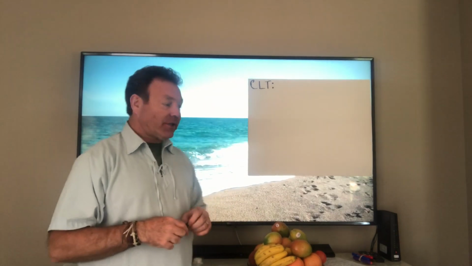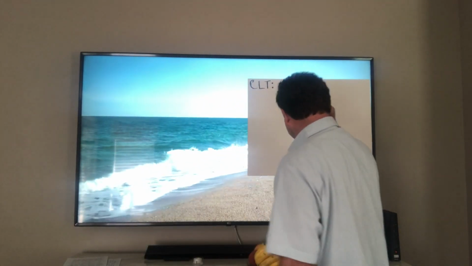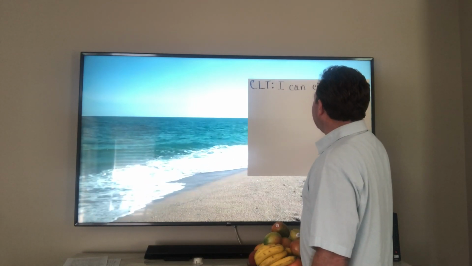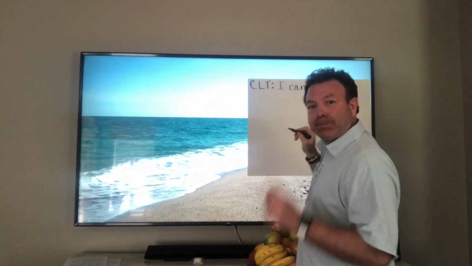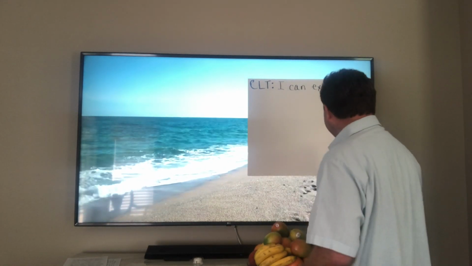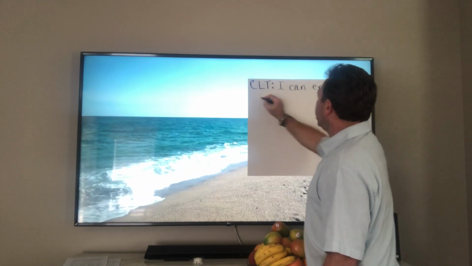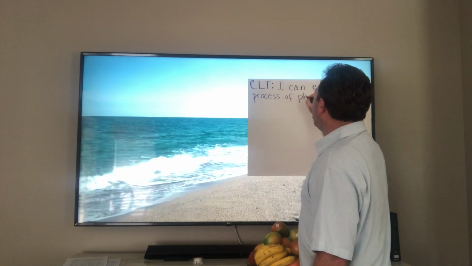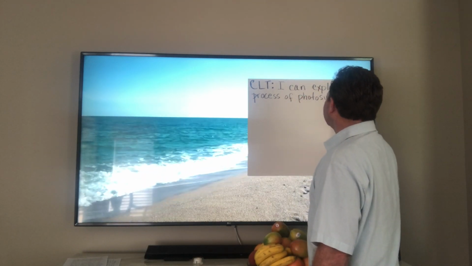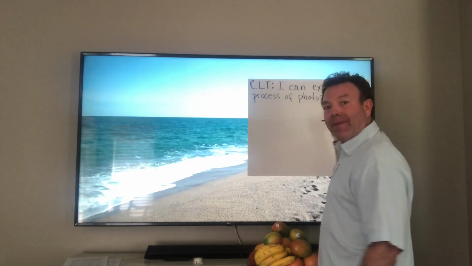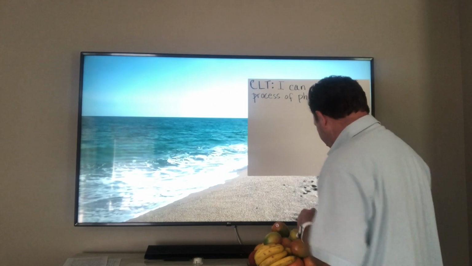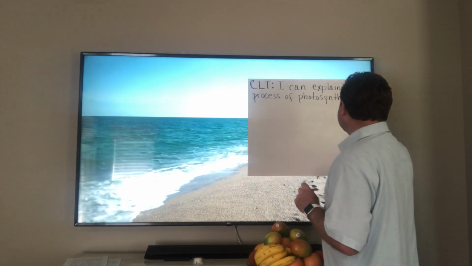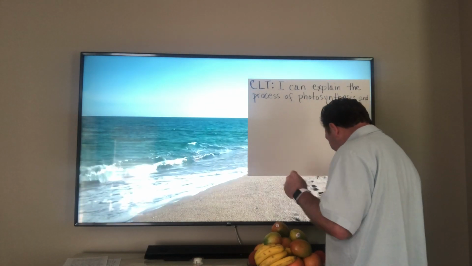Today's learning target is: I can explain the process of photosynthesis, and we've already talked about that word in the past lesson, okay? The process of photosynthesis, but we're going to add something to that learning target today, and that's the important part today.